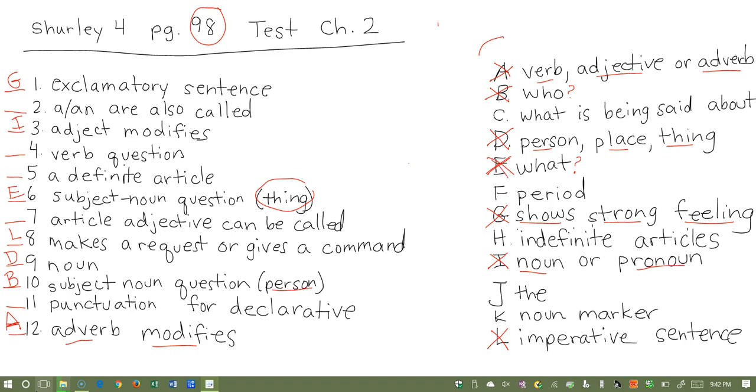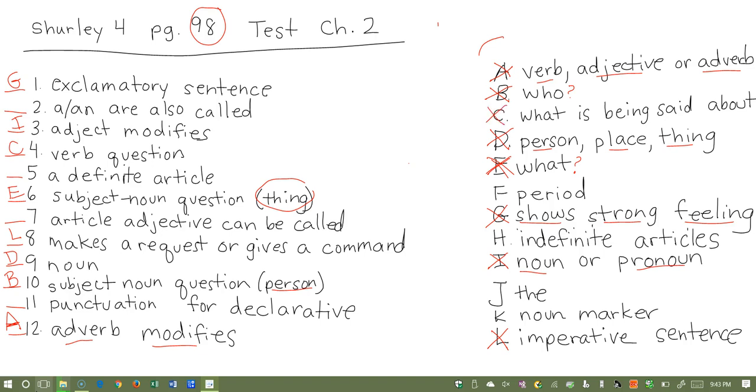All right. Here's a question. What is being said about blank? Now we use that when we're doing our Shurley answer flow, and that helps us figure out what the verb is. So what is being said about helps us figure out what the subject is doing. So that's going to be our verb question. C is our verb question.